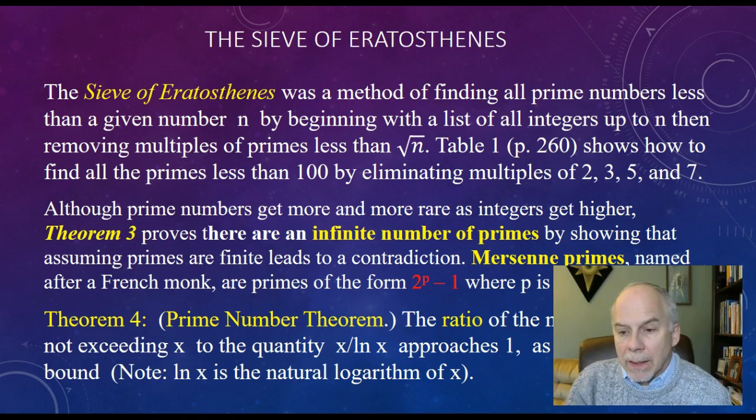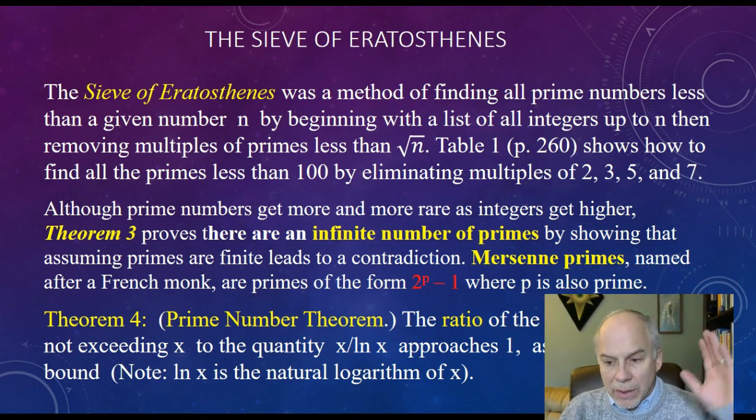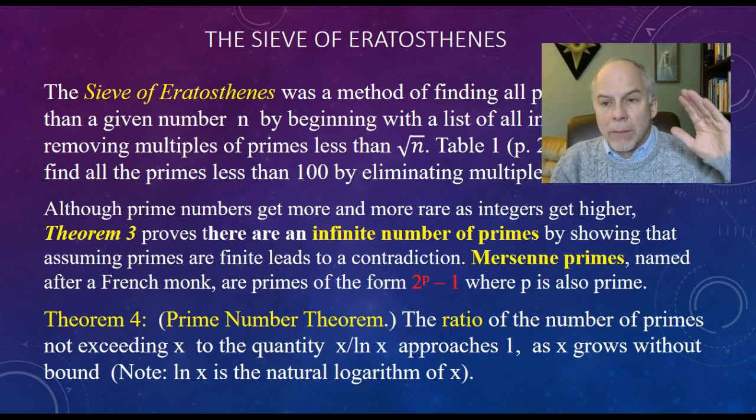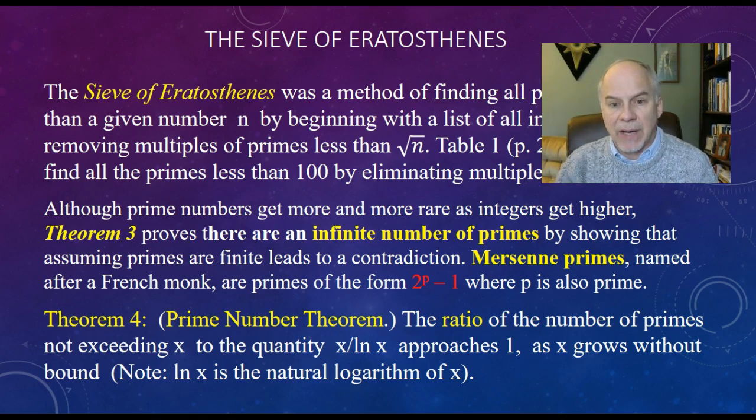Now, it is true that the further up you go in the numbers, prime numbers get more and more rare. At first, 2, 3, 5, 7, there's 4 prime numbers, all less than 8. But as you go up higher and higher, they get more and more rare. Okay. Now, theorem 3, though, proves that there are an infinite number of primes.